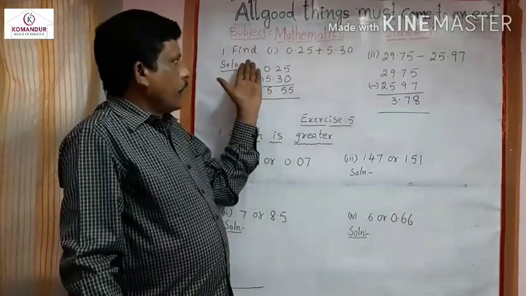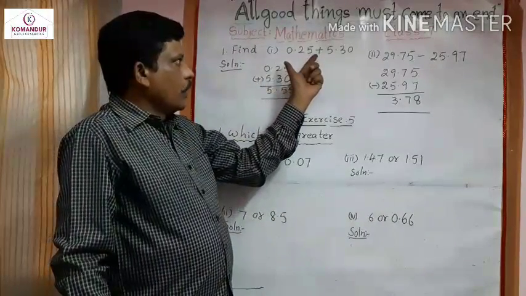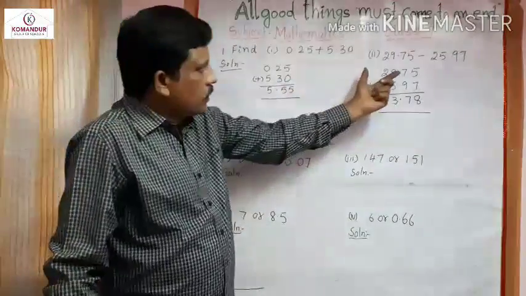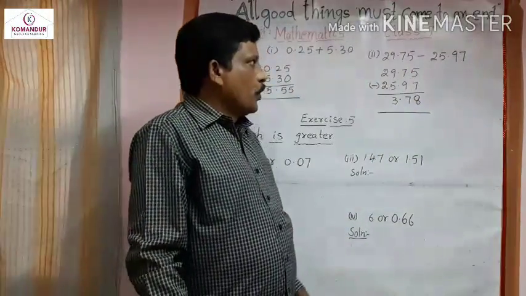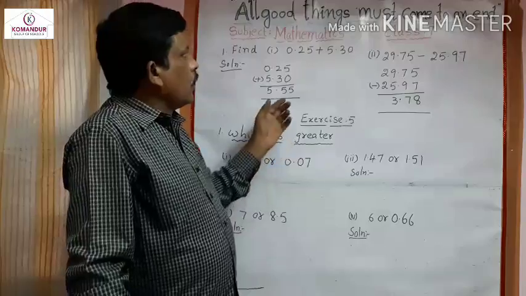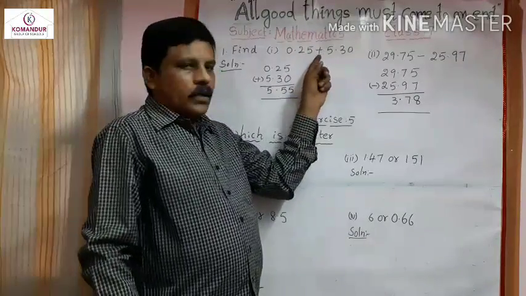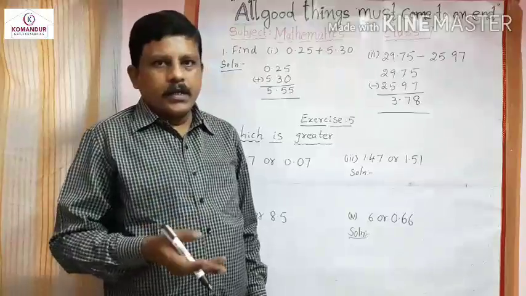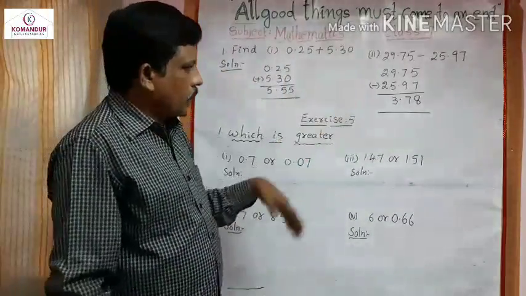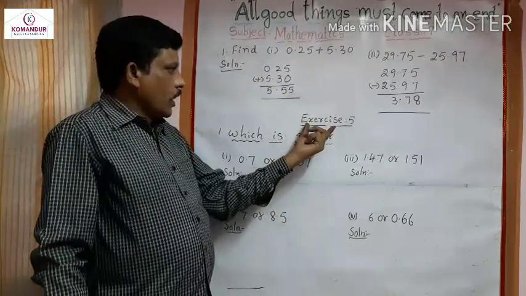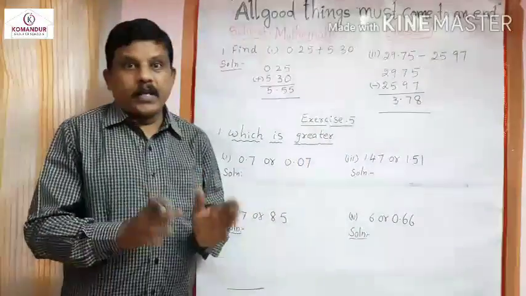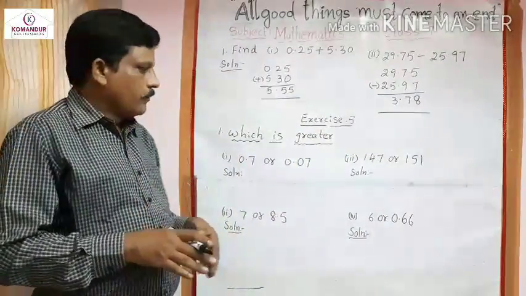See, to find the operation, observe the middle sign, whether it is addition or subtraction. Suppose a multiplication sign is given there, that is multiplication. Multiplication we will discuss later. First addition and subtraction. So coming to exercise 5, first question: which is greater?